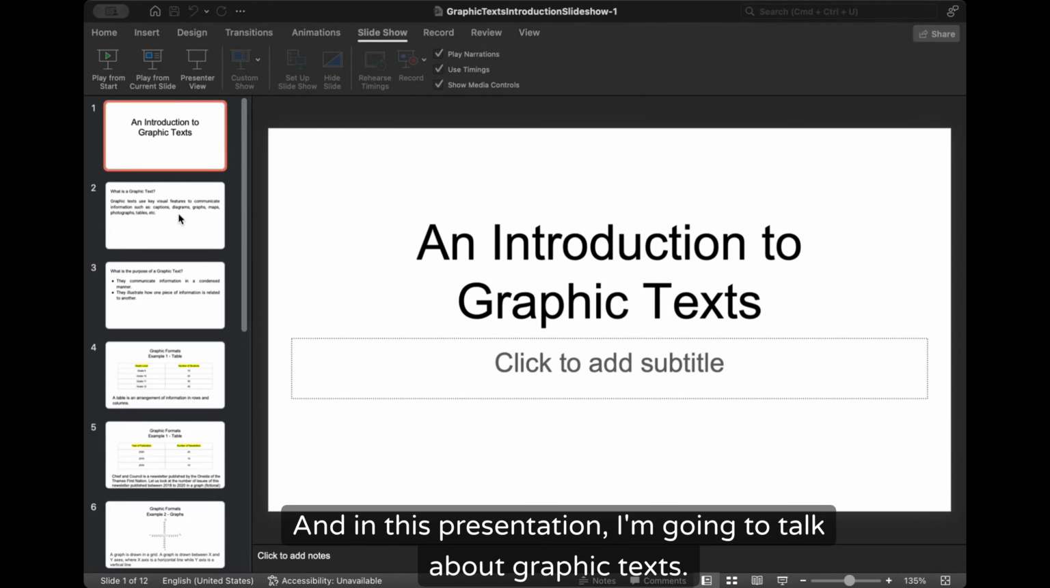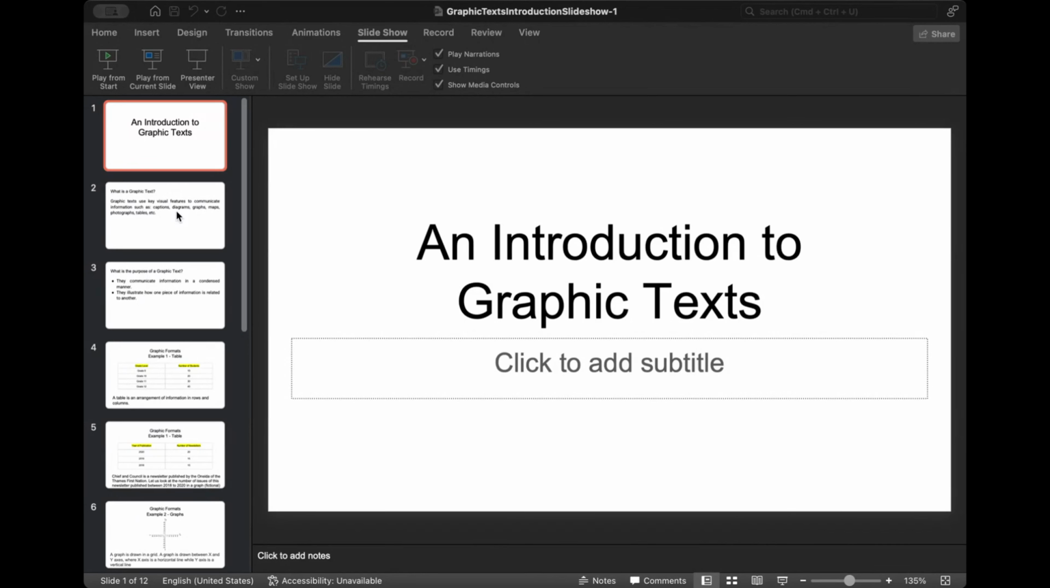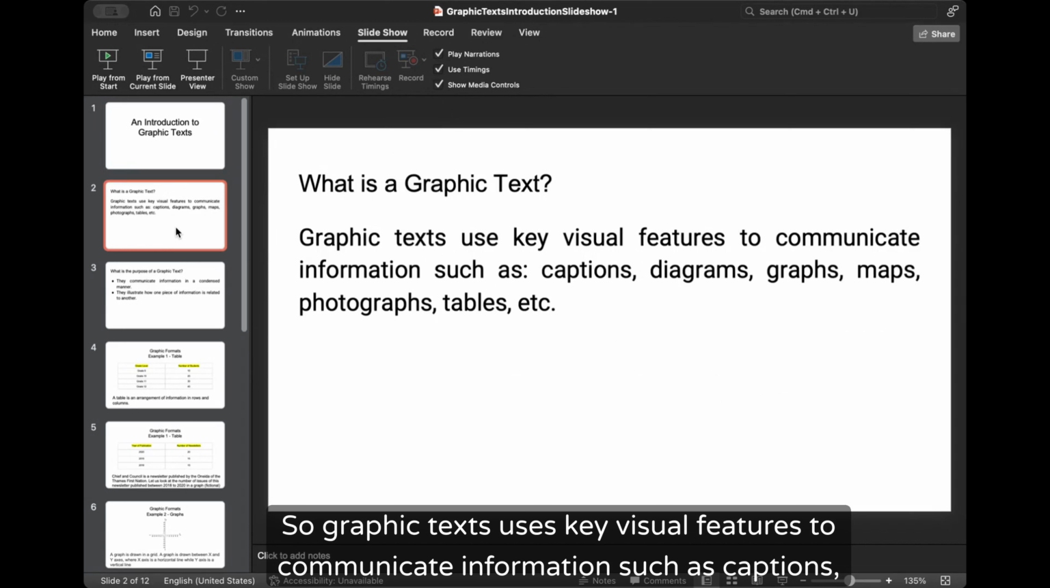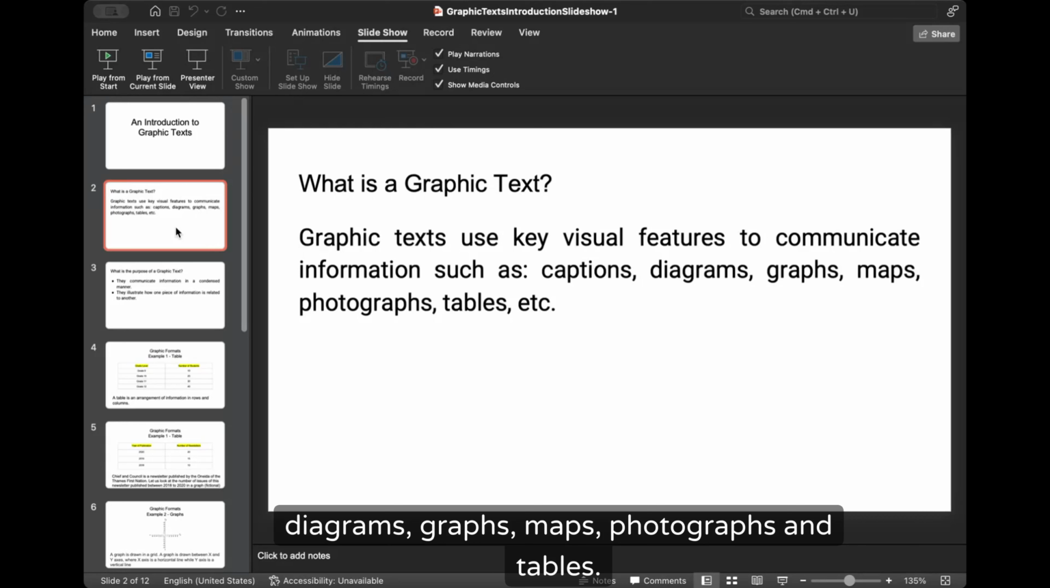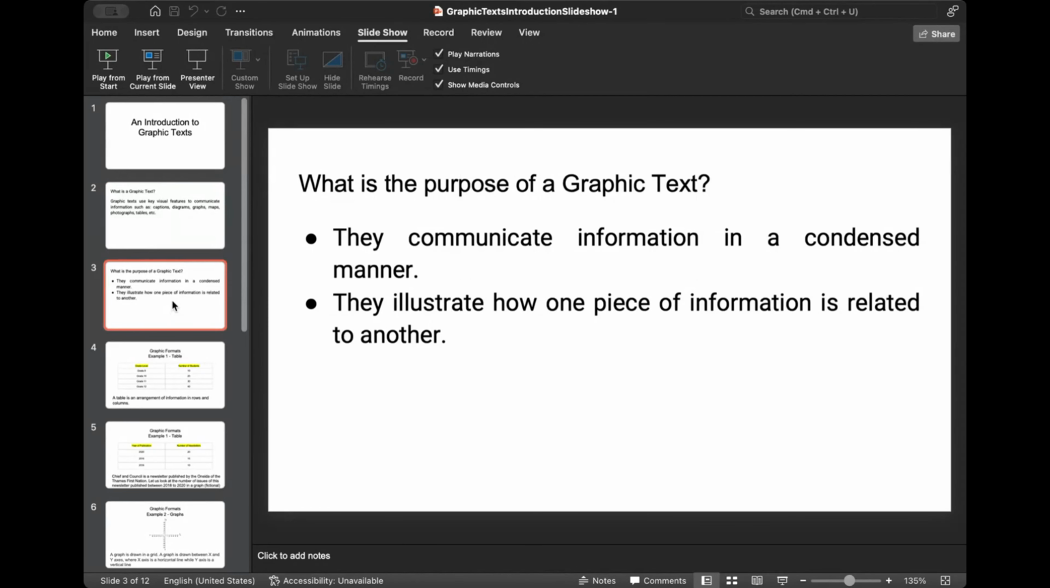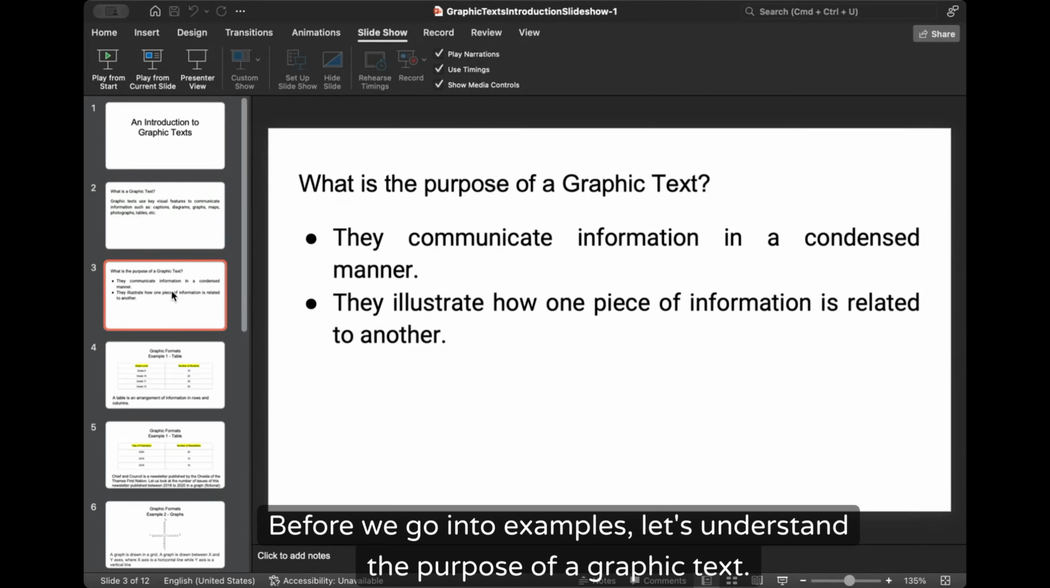And in this presentation, I'm going to talk about graphic texts. So, what is a graphic text? Graphic text uses key visual features to communicate information such as captions, diagrams, graphs, maps, photographs, and tables. Now, there are several kinds of graphic texts. Here are some examples. Before we go into examples, let's understand the purpose of a graphic text.